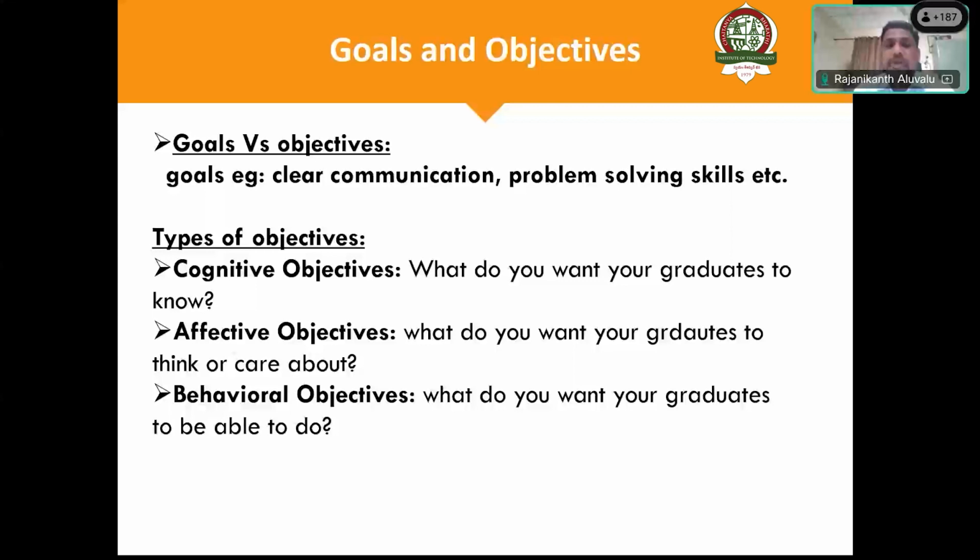But coming to the objectives, they are further categorized, but I do not want to get into them. They can be cognitive, affective, or behavioral, or what we call psychomotor objectives as well. What does this say? It says what the graduates would like to know, what the graduates really care about, and what the graduates want to be. So this is exactly about an objective.